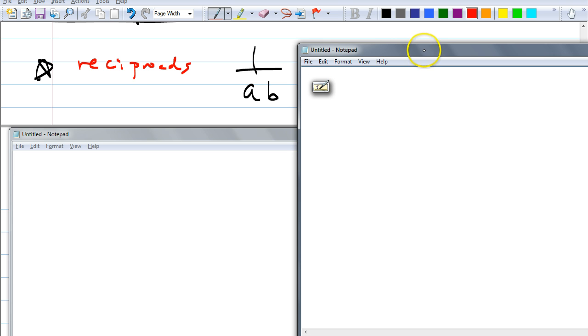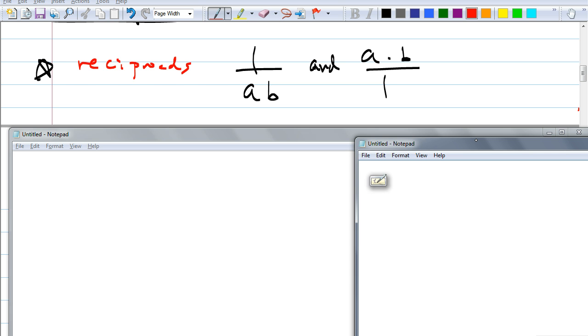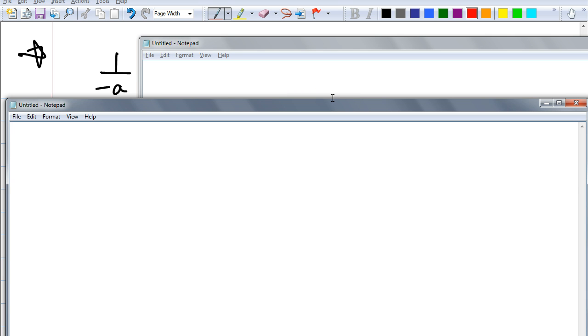A B over 1. You just, again, replace the numerator with the denominator. Okay, something you already knew. Okay, so there you go. And another, this is sort of random, but I get this question asked a lot.